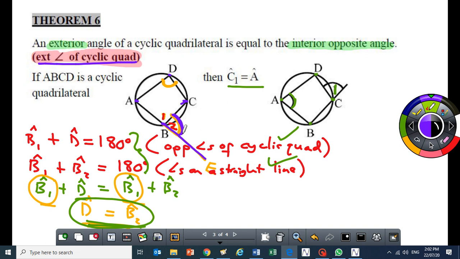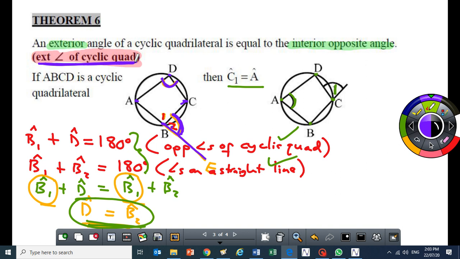Now, based on theorem 6, an exterior angle of a cyclic quad is equal to an interior opposite angle, and that interior opposite angle is that. So angle B2 is equal to angle D. And your reason will be exterior angle of cyclic quadrilateral. Now, I went further because some books don't show you where that comes from.